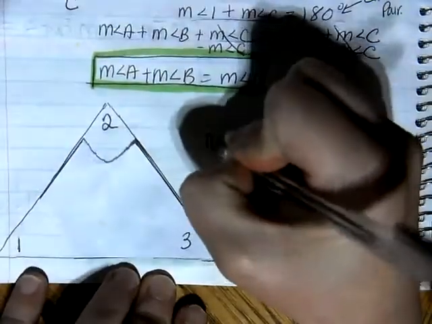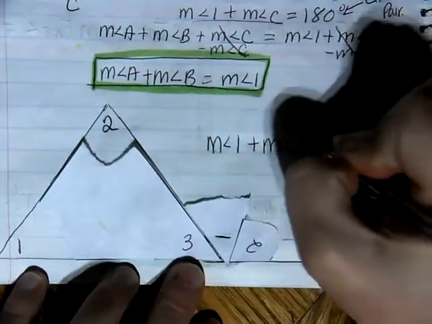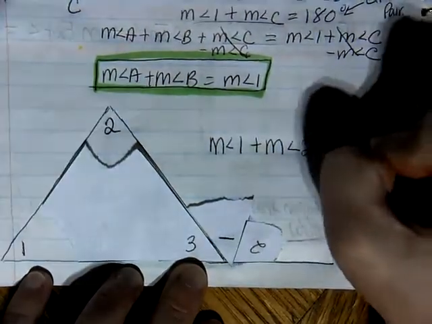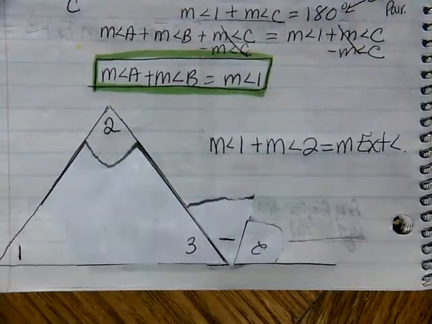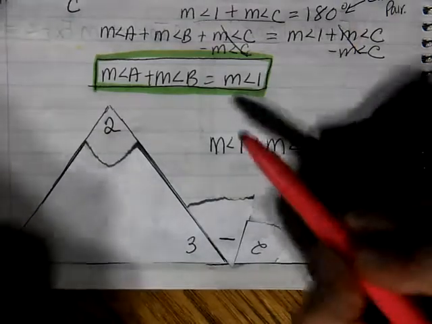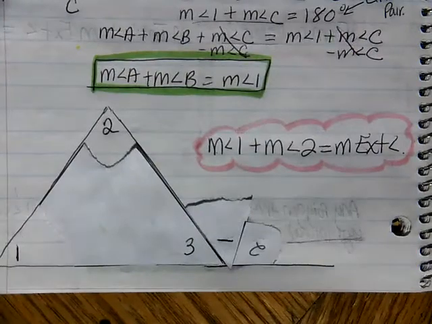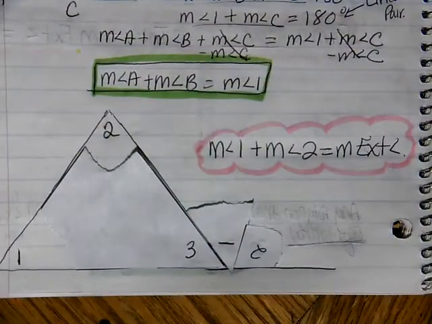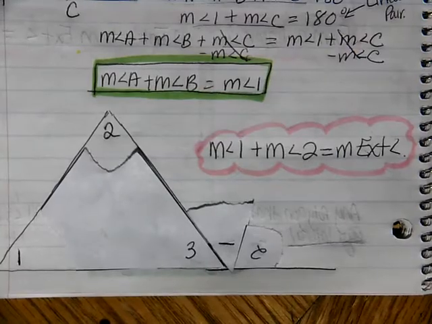So we can say that the measure of angle 1 plus the measure of angle 2 add to equal the measure of this exterior angle. And that is a demonstration of the exterior angle theorem. We have just one more thing to talk about. I have to flip the page, so I want you guys just to be aware of that. We have one more topic to talk about, and that is a corollary.